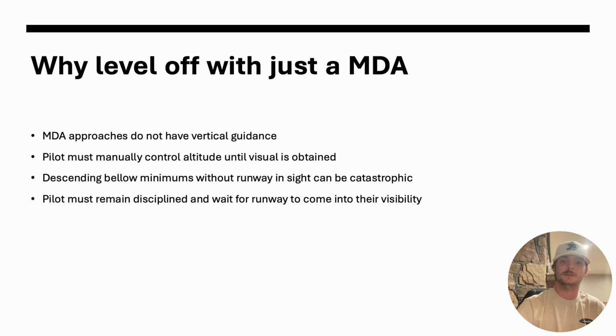Well, the answer is that MDAs don't have vertical guidance, so the pilot must manually control their descent until you have a visual on the runway. This means you could end up descending and hitting minimums before you should, and if the visibility is low, you may not have the runway in sight, so you can continue flying until you can see the runway. However, descending below an MDA before having the runway in sight could be catastrophic to the pilot and anyone on board. As the PIC, you must remain disciplined and be patient until you have the runway in sight.